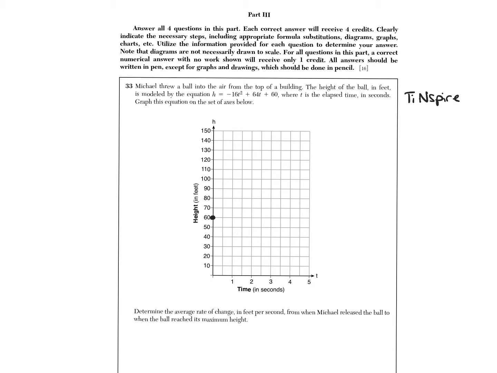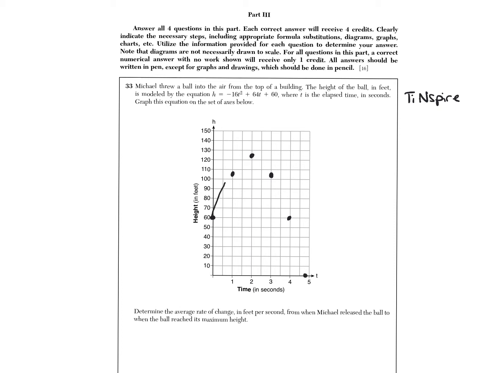So I see the points 0, 60, 1, 108, 2, 124, 3, 108. So I move over here, and then 4 is 60. And I know that ball is going to hit the ground, so I need to keep going, and I need to see my next point. 5 is negative 20. So if 5 is negative 20, then somewhere along here is where I'm going to hit. So I'm just going to estimate that point.